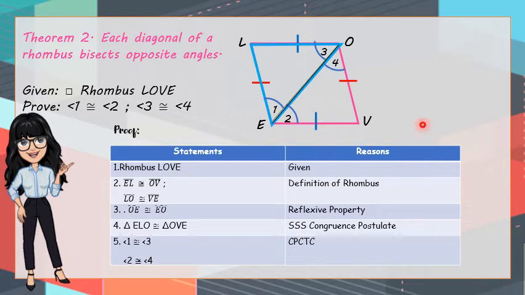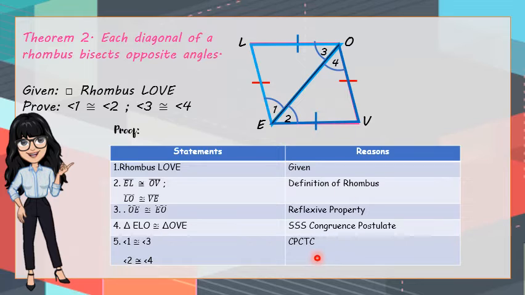By then, triangle ELO is congruent to triangle OVE. So this light blue triangle is congruent to this dark blue triangle by SSS congruence postulate. So where is that SSS congruence postulate? This one is S, so side, side, and of course this side. So LE, LO, and OE. And then for the other side, we have the OV, the VE, and of course the OE again. So these two triangles are congruent.